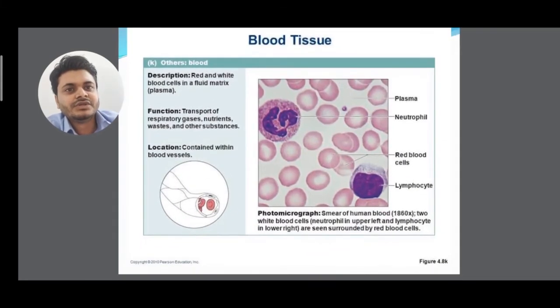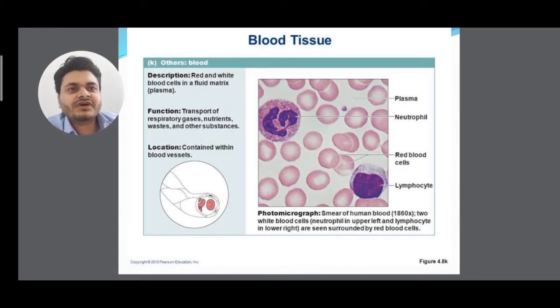Now blood tissue. Total blood consists of plasma and blood corpuscles, where plasma is 55% and corpuscles are 45%. These blood corpuscles consist of 3 types: RBC, WBC, and platelets. RBC is also called erythrocytes. WBC is also called leukocytes. WBC again are of 2 types, agranulocytes and granulocytes. Monocytes are there, many things are there.